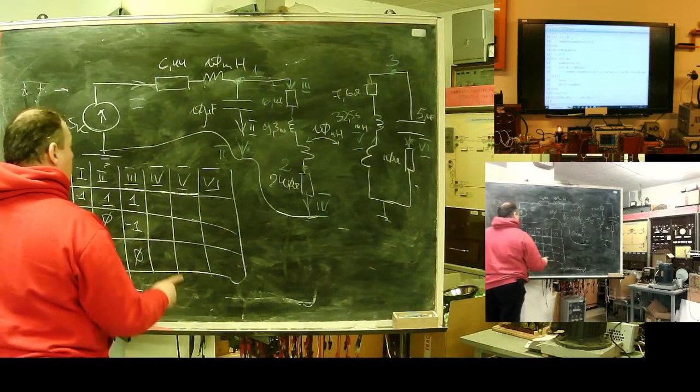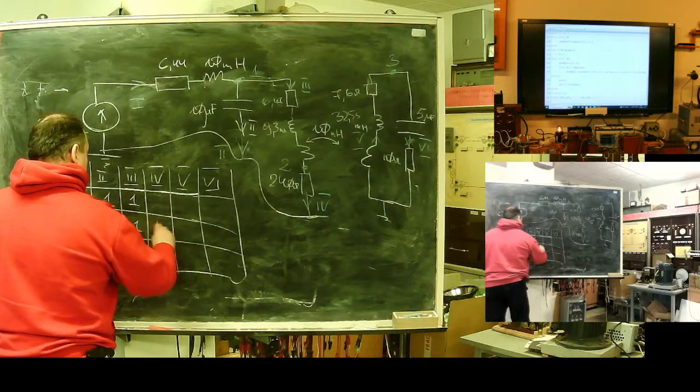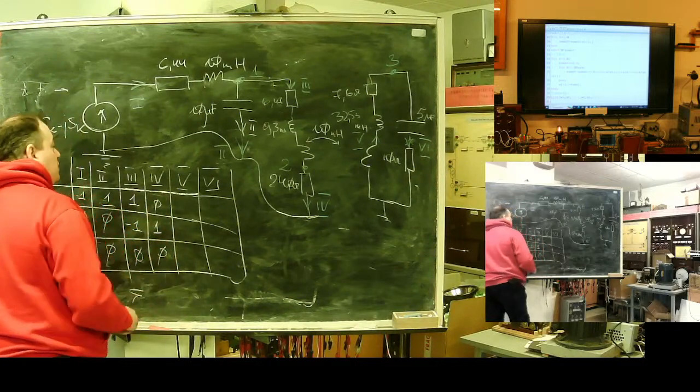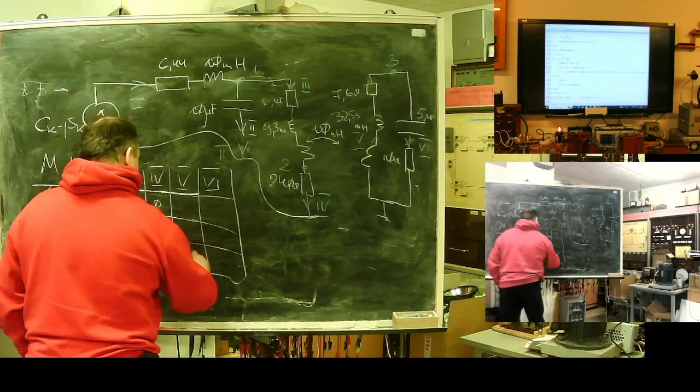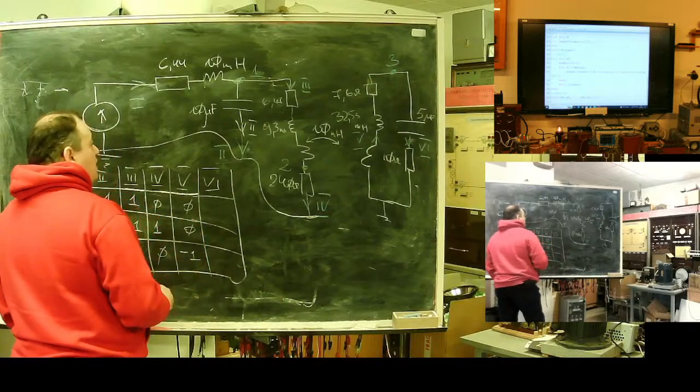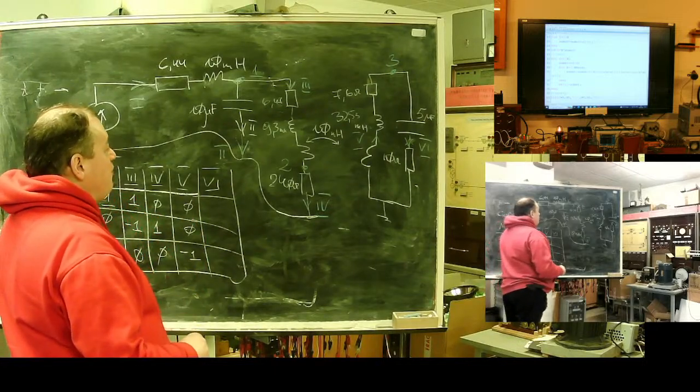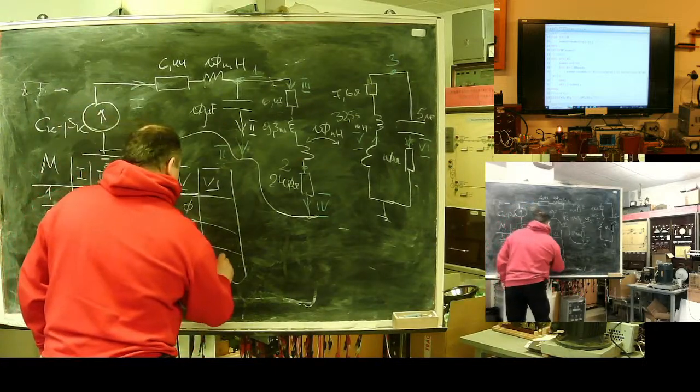Number 4, from number 2 into ground. Number 5, from the ground to node 3. And number 6, from number 3 into ground.